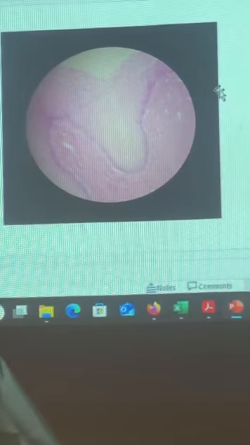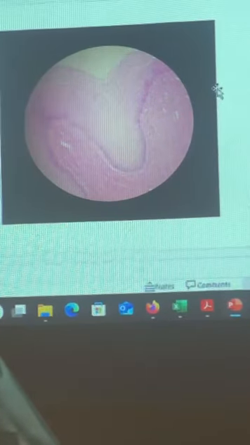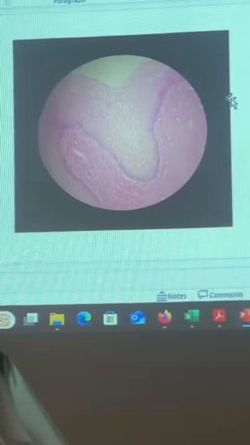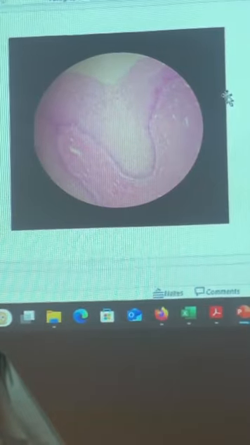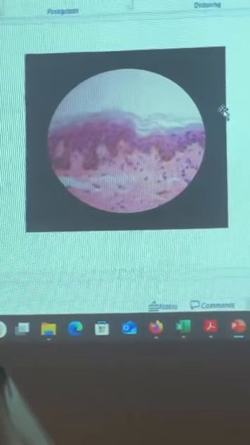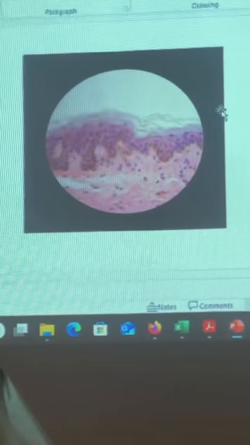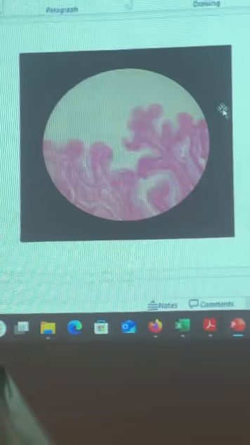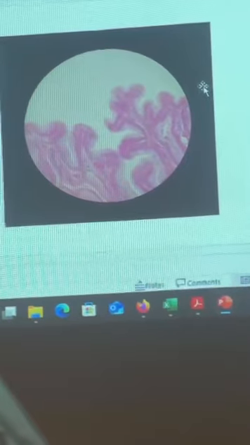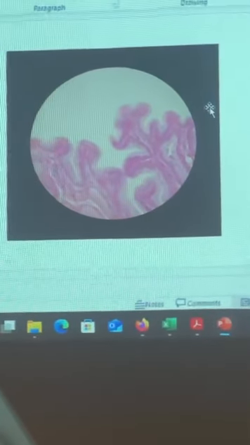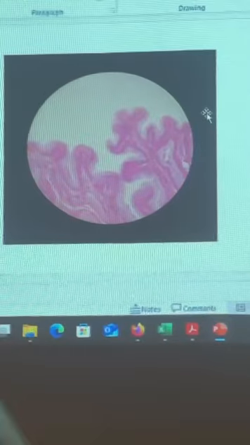Okay. Non-keratinized stratified squamous versus keratinized stratified. The answer is epidermis, and the flaky stuff at top is keratin. And this is the urinary bladder, but what's the name of the tissue? Transitional. So this is transitional from the urinary bladder.